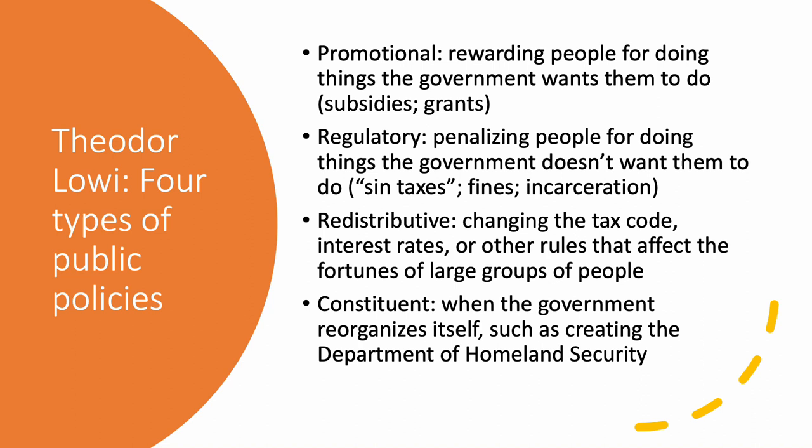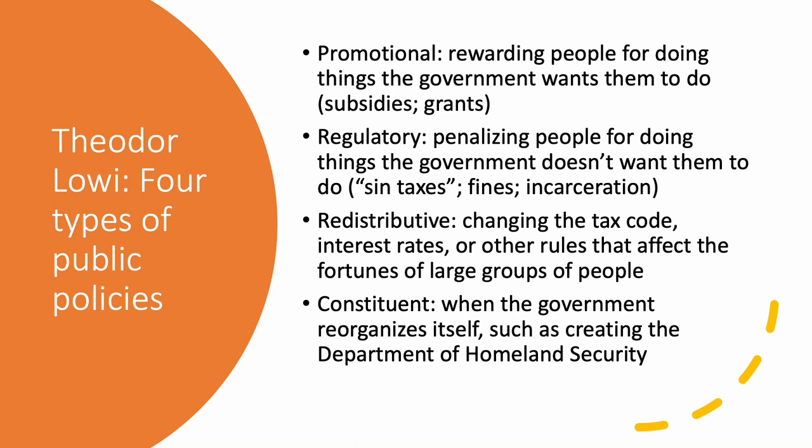Those are redistributive policies that tend to, when they change the tax code, if they give rich people a tax cut, that increases the tax burden on those lower down, probably, or it results in less government services. So those are redistributive policies because they redistribute the costs and benefits of government.